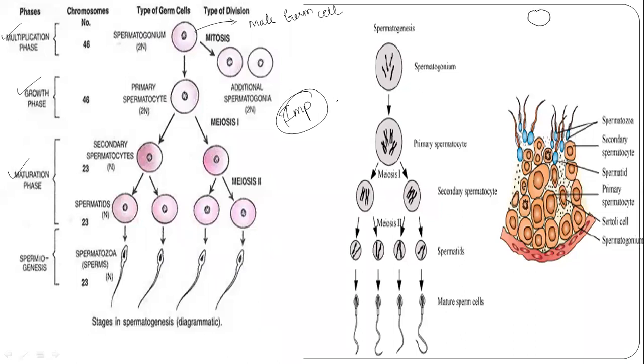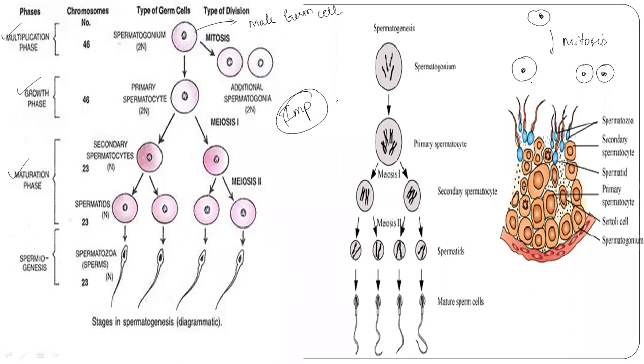This is the male germ cell. It undergoes the mitosis process. Mitosis is an equational division. So when mitosis takes place, this particular cell will form one cell and additional two more cells.